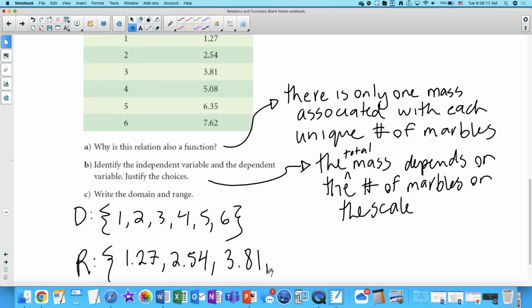Point 62. Okay, so there is our range. Here's another example. Oh no, that's it. I thought there was one for you to try.